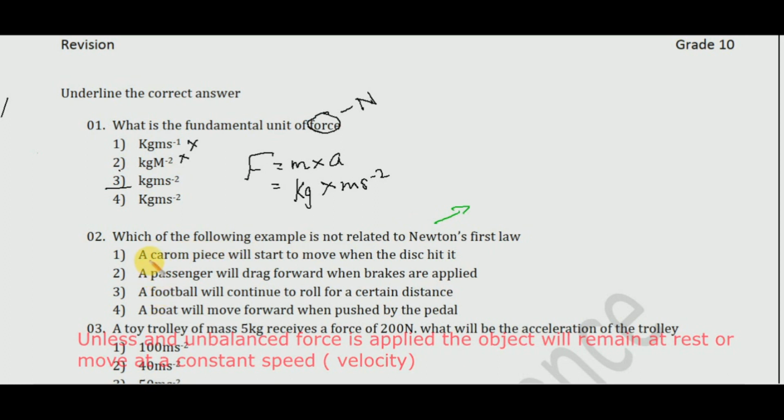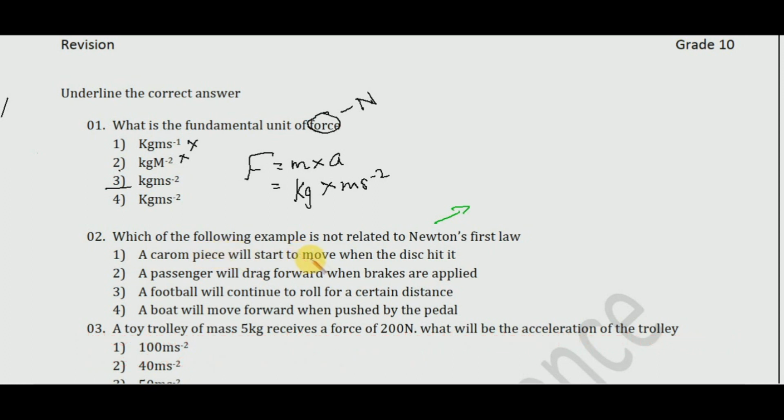A carom piece will start to move when the disk hits it. That means a resting disk is moving now due to an unbalanced force, so the first one is related to Newton's first law. Second, a passenger will be dragged forward when brakes are applied. When brakes are applied, the passenger receives an unbalanced force and starts to move forward. So this is also related to Newton's first law.